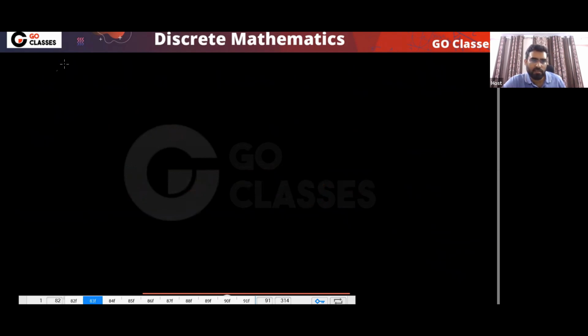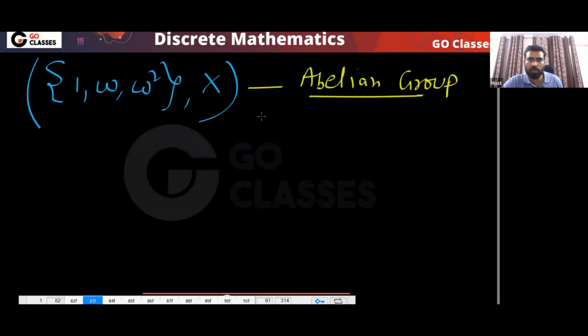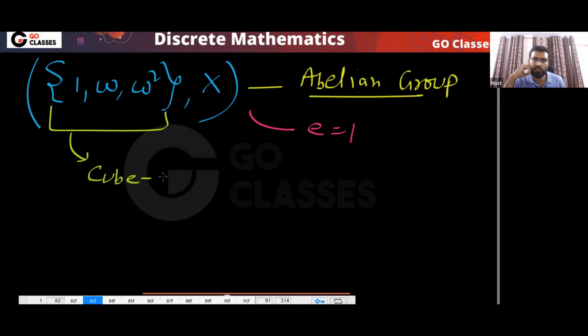So finally, 1, omega, omega square with multiplication is a group. This is an abelian group, and the identity element is 1. Okay, very simple. Is it clear to everyone? Remember, these are called cube roots of unity. Cube roots of 1. Why do we call them cube roots of 1?